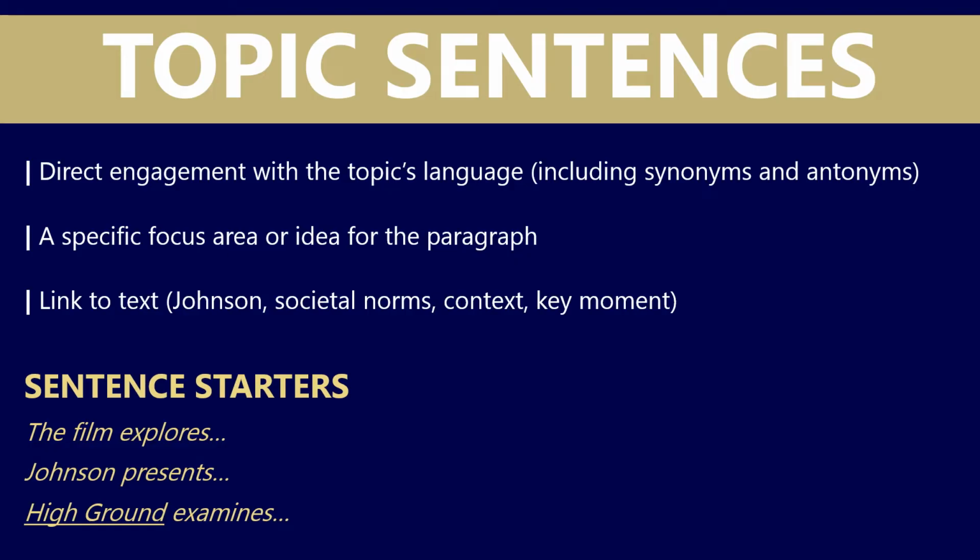There's 3 things you need to do in a topic sentence, I think. The first one is to engage with the topic or the topic's language. So mention phrases or terms from the essay topic itself, and you can use synonyms or antonyms for that if you need to. You need to outline your specific argument or idea for the paragraph. And the third thing is to link it to the text, whether it's Johnson or the context or the societal norms.